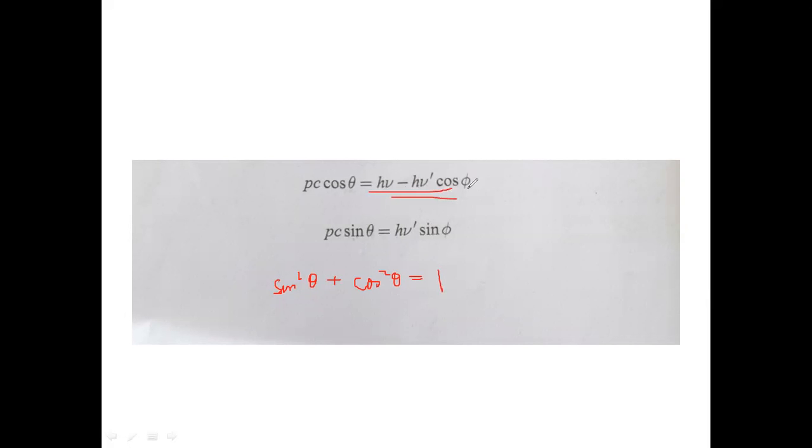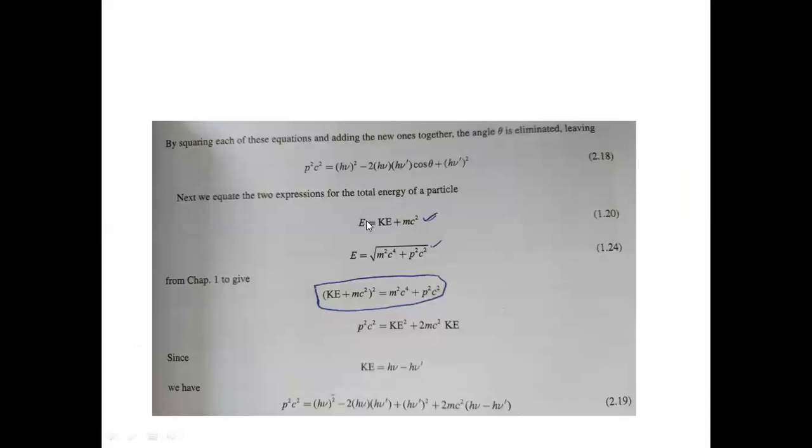Here we can use a plus b whole square, and here a simple square. So these equations will become, after combining, like this. This is the a plus b whole square component, and the other component has been added.